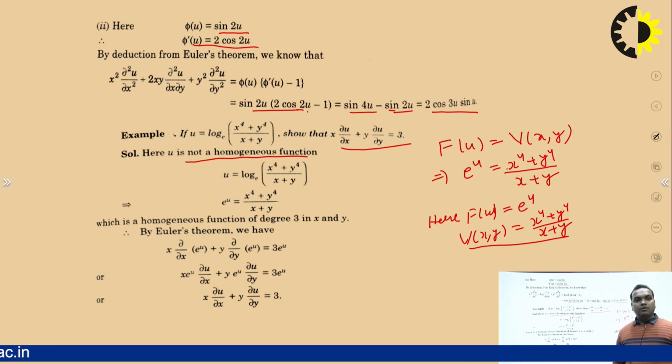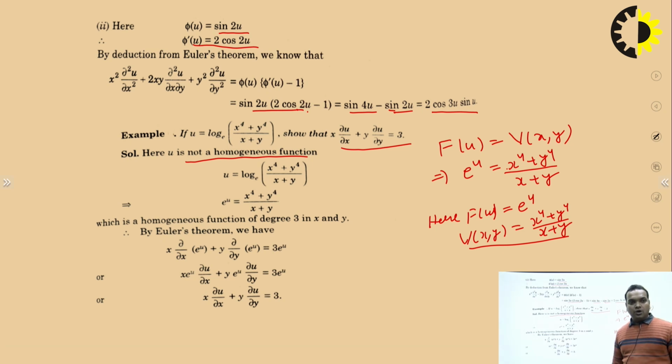Hence, by Euler's theorem, we have x ∂(e^u)/∂x + y ∂(e^u)/∂y = 3 e^u, that is, x e^u ∂u/∂x + y e^u ∂u/∂y = 3 e^u. Taking e^u common, it implies x ∂u/∂x + y ∂u/∂y = 3.